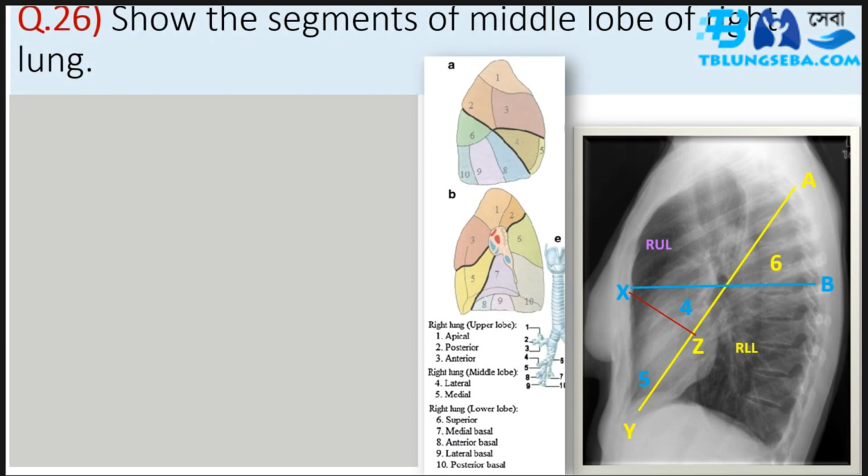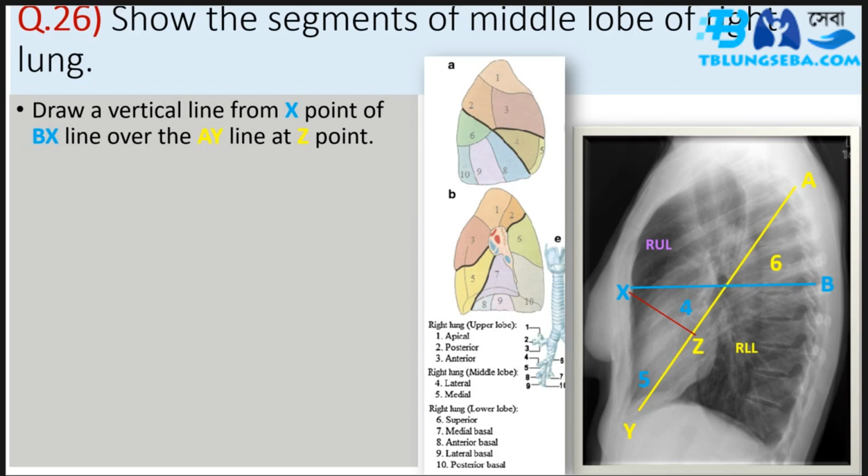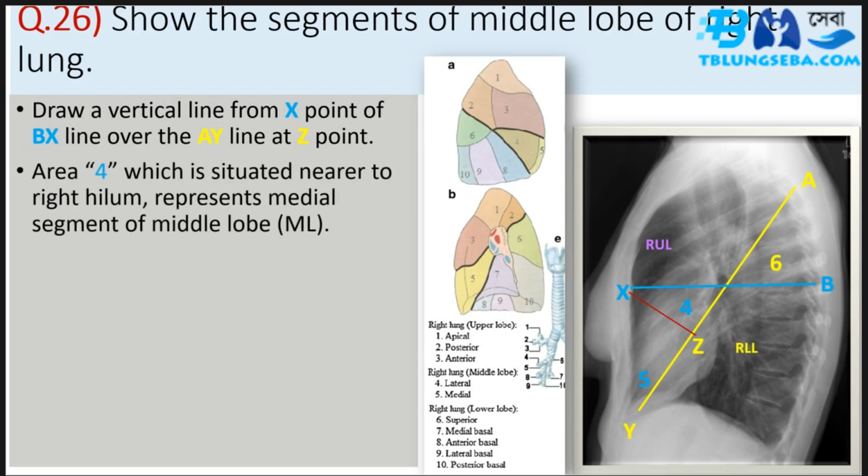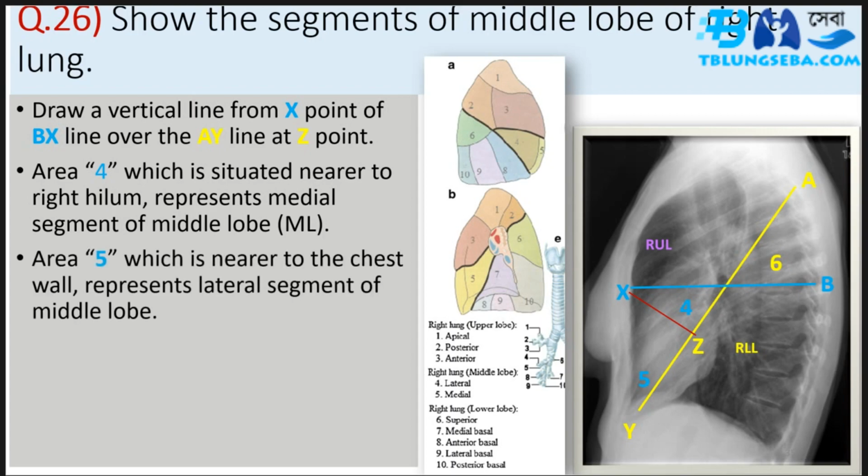Q.26, show the segments of middle lobe of right lung. Draw a vertical line from X point of BX line over the A line at Z point. Area 4, which is situated nearer to right hilum, represents medial segment of middle lobe, ML. Area 5, which is nearer to the chest wall, represents lateral segment of middle lobe.